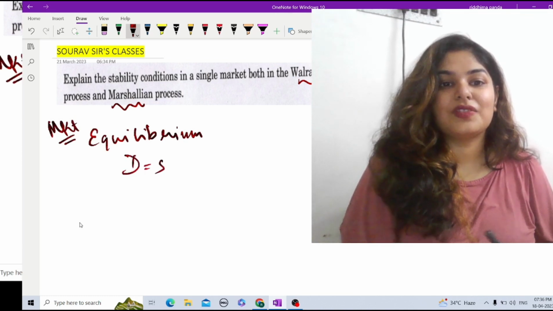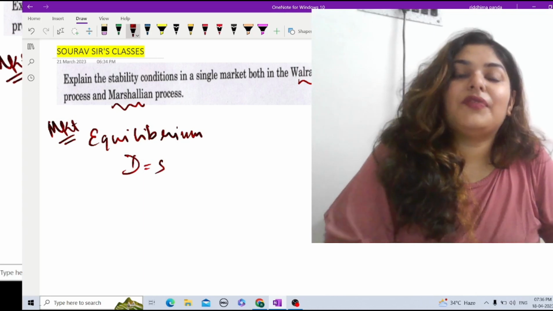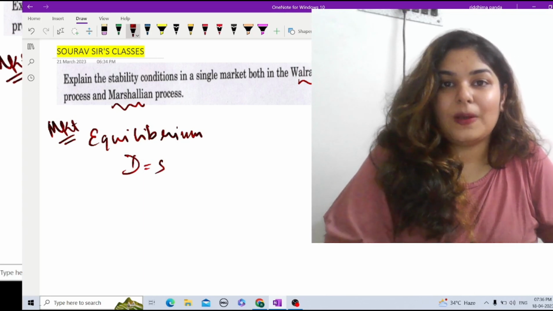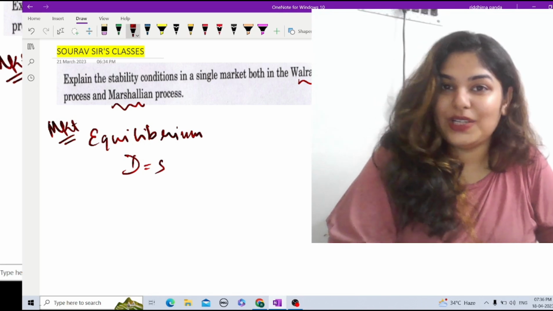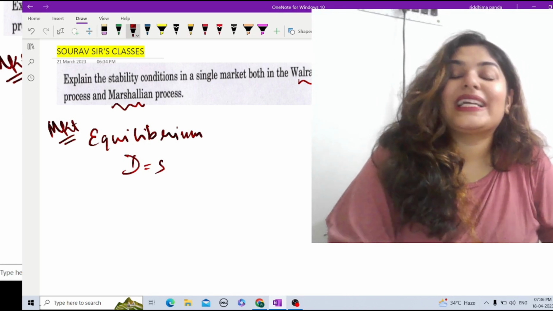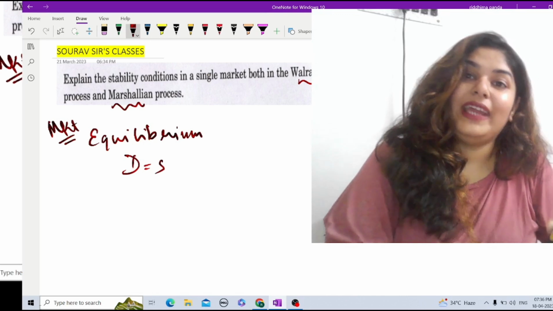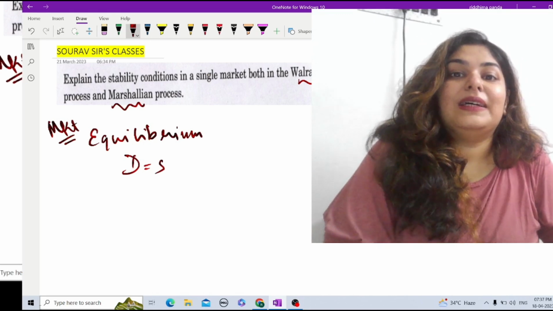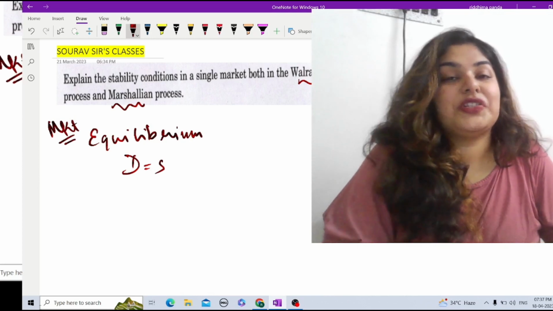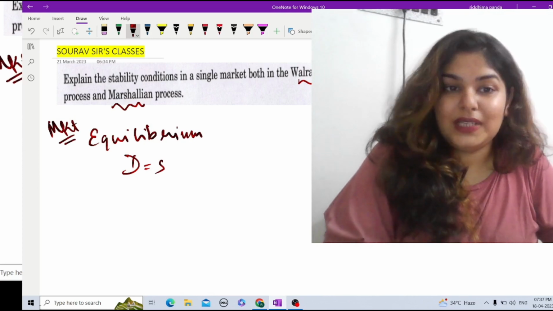What is equilibrium? Market equilibrium. What is market equilibrium? Market equilibrium is basically where demand is equal to supply, right? A point where demand is exactly equal to supply. At that point the price is the equilibrium price and the quantity is the equilibrium quantity. That is, there is no excess demand or excess supply, right?